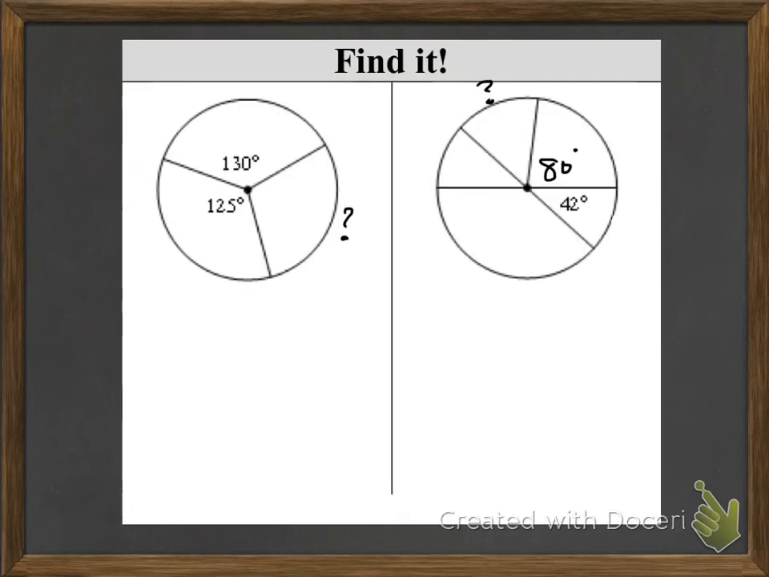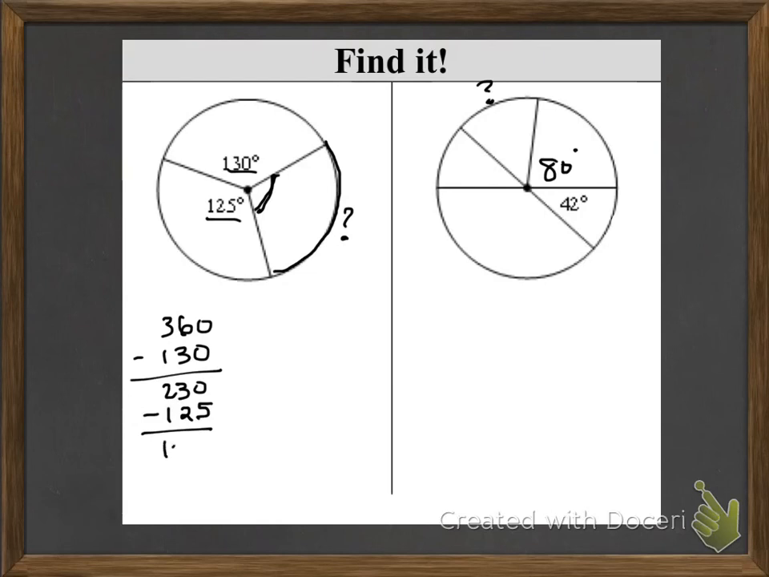This final problem is solving for the question marks. So if we know that a circle is 360 degrees, we can find the angle of this angle right here, which is going to be the same as its arc angle right here. So to find this one, 360 minus 130 equals 230. So we subtracted this one first, and then we subtract 125, so 230 minus 125 gives us 105. So this angle is 105, which means the arc is 105.